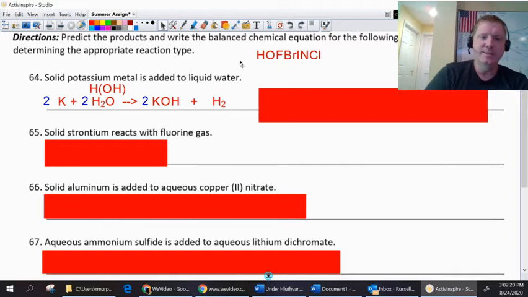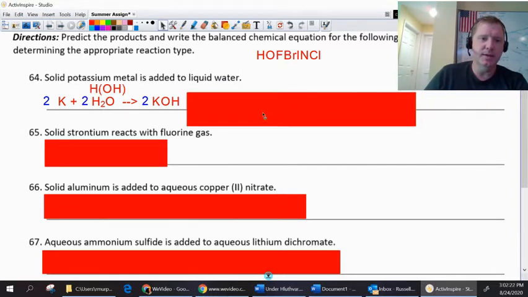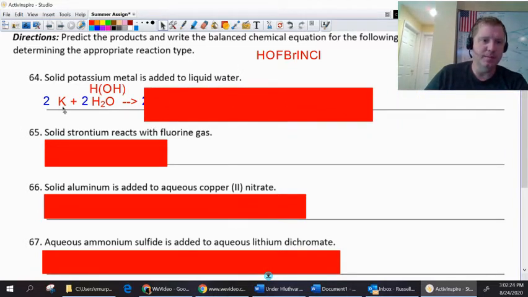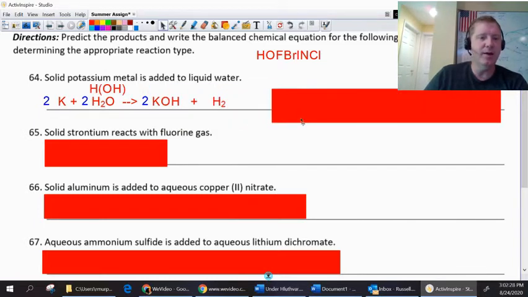But again, I recognize that this was a single displacement reaction because I had a single element, potassium, and a compound, water, and potassium could kick out either hydrogen or oxygen from the reaction, and it typically kicks out just the hydrogen.